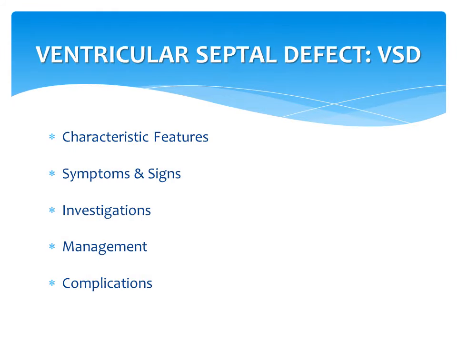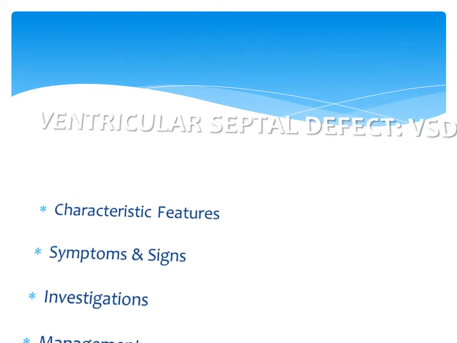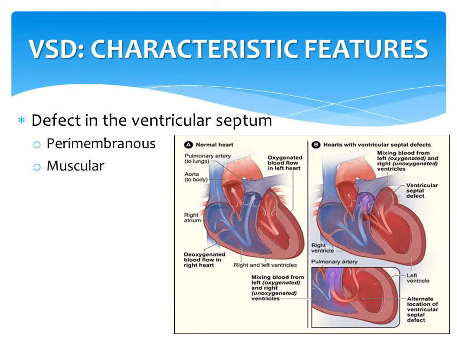First, I will discuss the ventricular septal defect or VSD in terms of its characteristic features, symptoms and signs, investigations, management, and complications. Ventricular septal defect is characterized by the presence of defect in the ventricular septum. There are two main types: perimembranous and muscular VSD. This picture illustrates the location and blood flow through the VSD. The right upper picture shows perimembranous ventricular septal defect, and the right lower one is the muscular type.